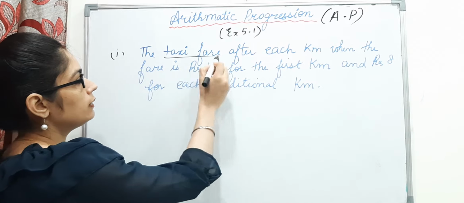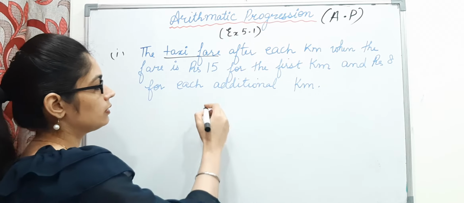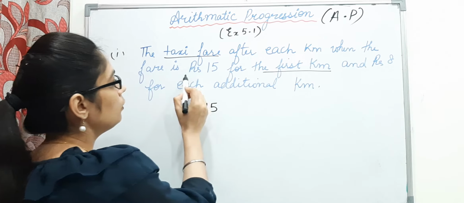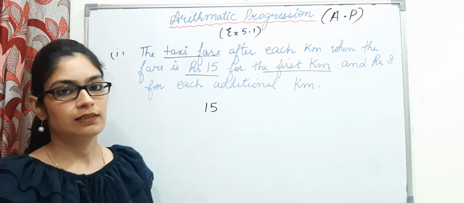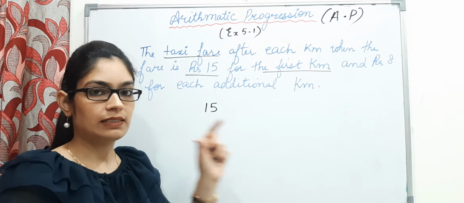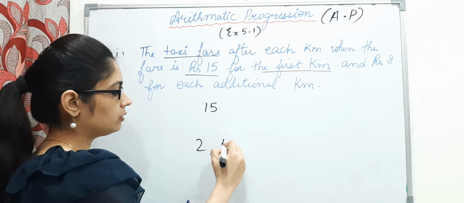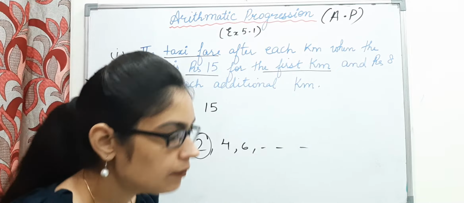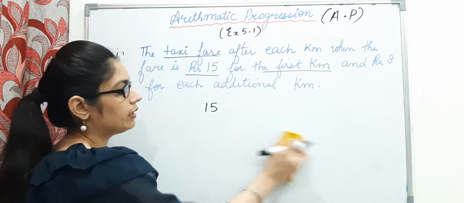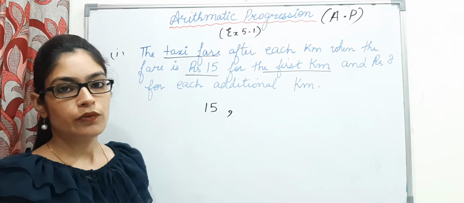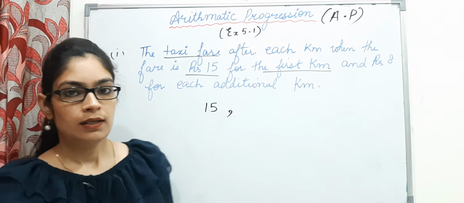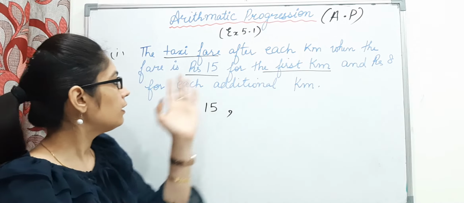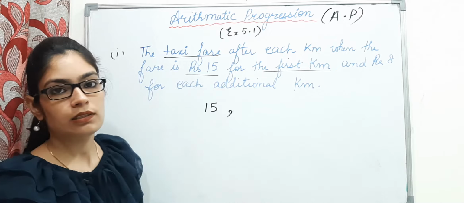The taxi fare, they have mentioned for the first kilometer it is fixed, which is 15 rupees. That means our first term, like we have discussed earlier, one sequence was even numbers: 2, 4, 6, 8 and so on. This 2 is the first term. Same way, this 15 is the first term of this sequence. Now they are telling rupees 15 is for the first kilometer and rupees 8 for each additional kilometer.